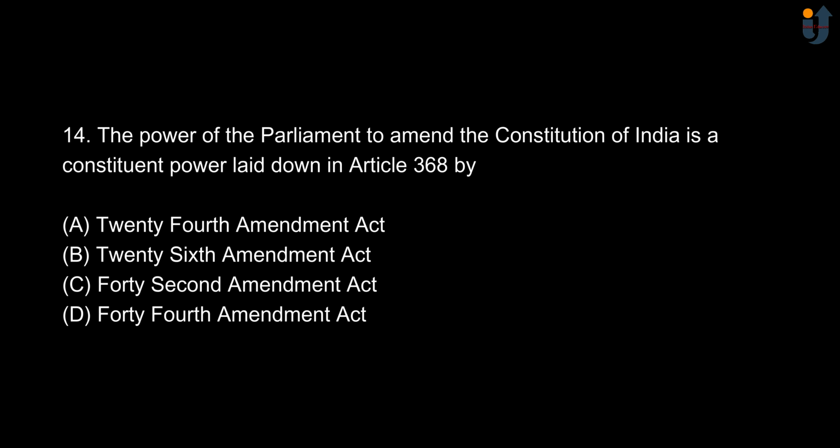Next, the power of the Parliament to amend the Constitution of India is a constituent power laid down in Article 368 by option A, 24th Amendment Act, option B, 26th Amendment Act, option C, 42nd Amendment Act, and option D, 44th Amendment Act. The correct option is option A, 24th Amendment Act.